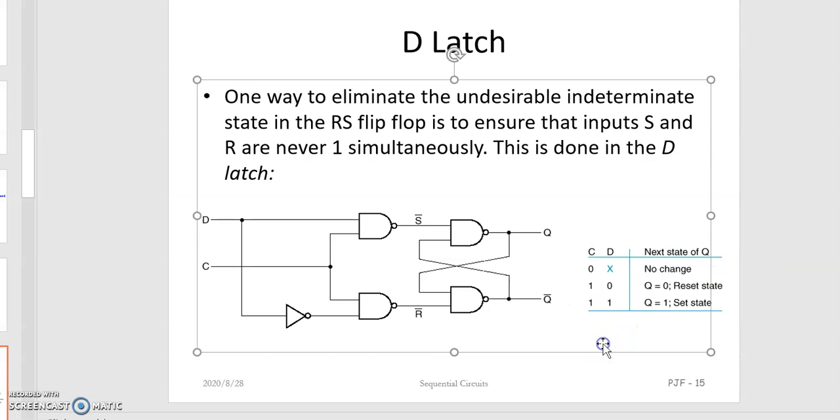I already told that if the output is equal to 1, it can be considered the set state. If the output is equal to 0, it can be considered the reset state. And remember that this D latch can work as a data transfer flip-flop. Whatever the D value is, that will be presented in the output.